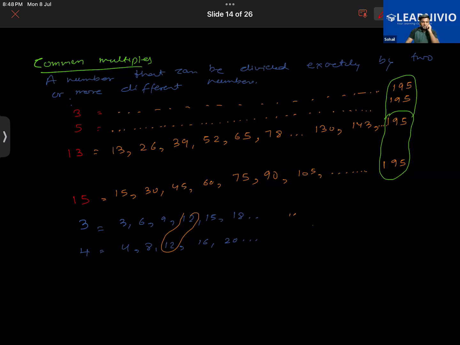So common multiples are basically the numbers that can be divided exactly by two or more different numbers. Furthermore, this common multiple is being shared by a given set of numbers. Like this is a multiple of the numbers 3, 5, 13, and 15, all 4 of them. Got this now? Sir, do I write the one that's in the orange too? No need to write that down. Okay.